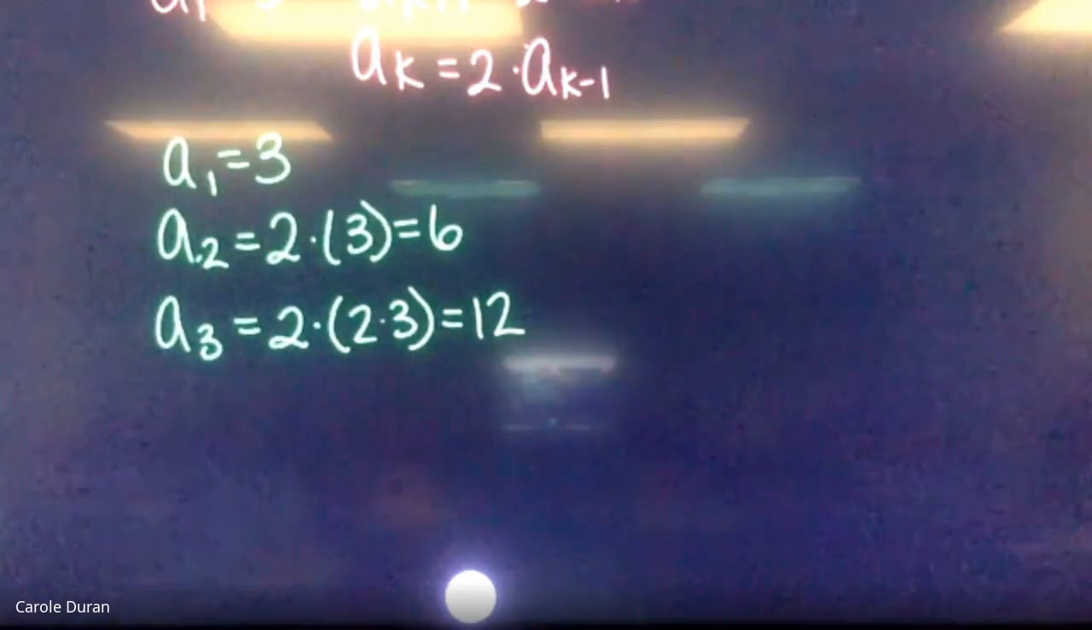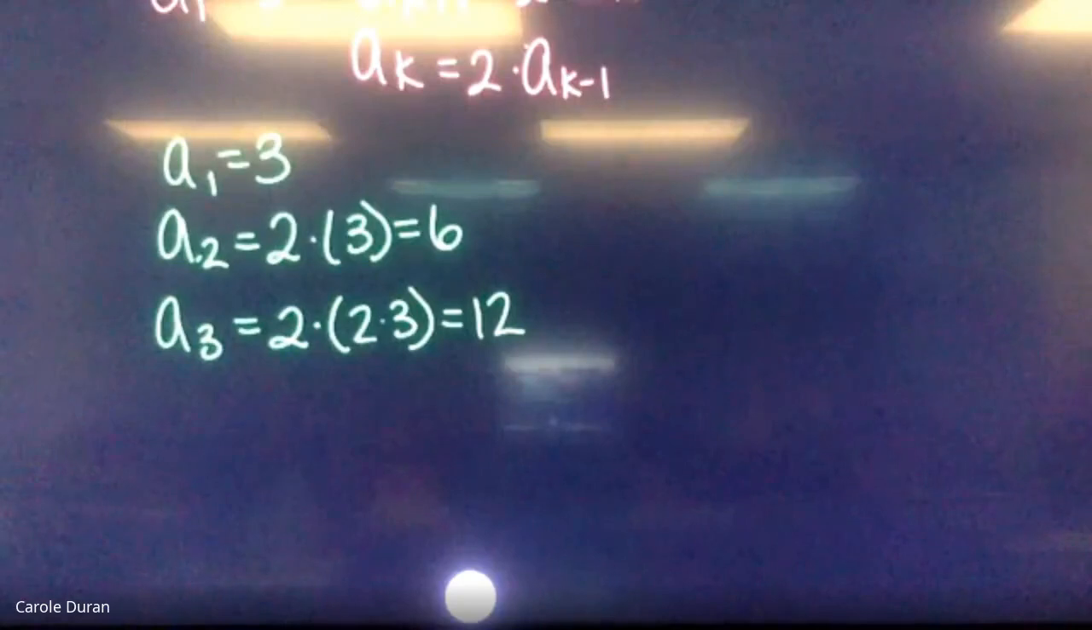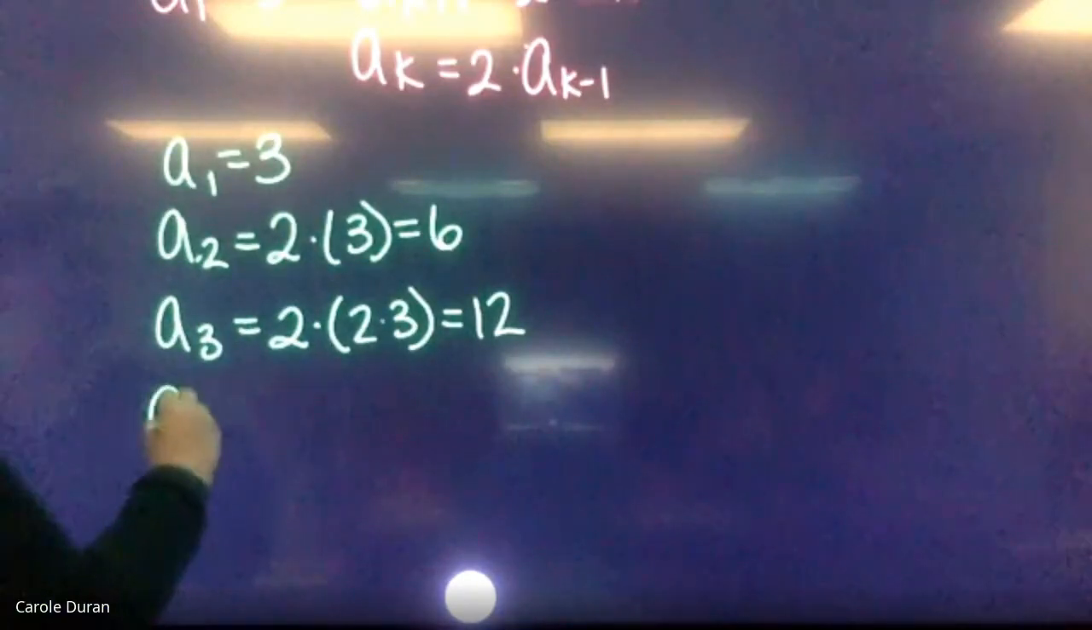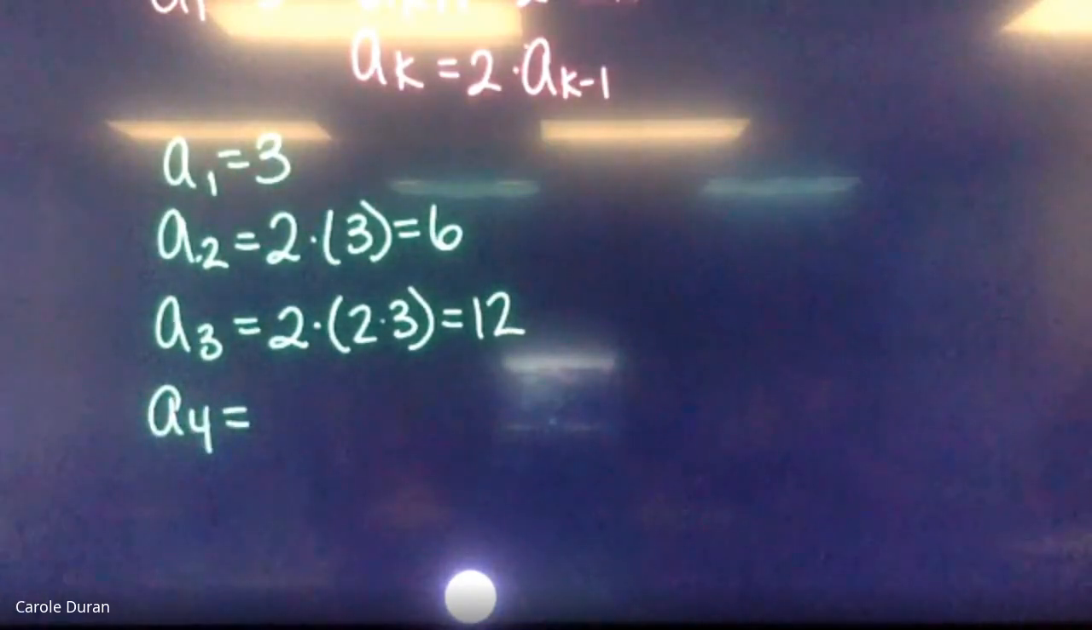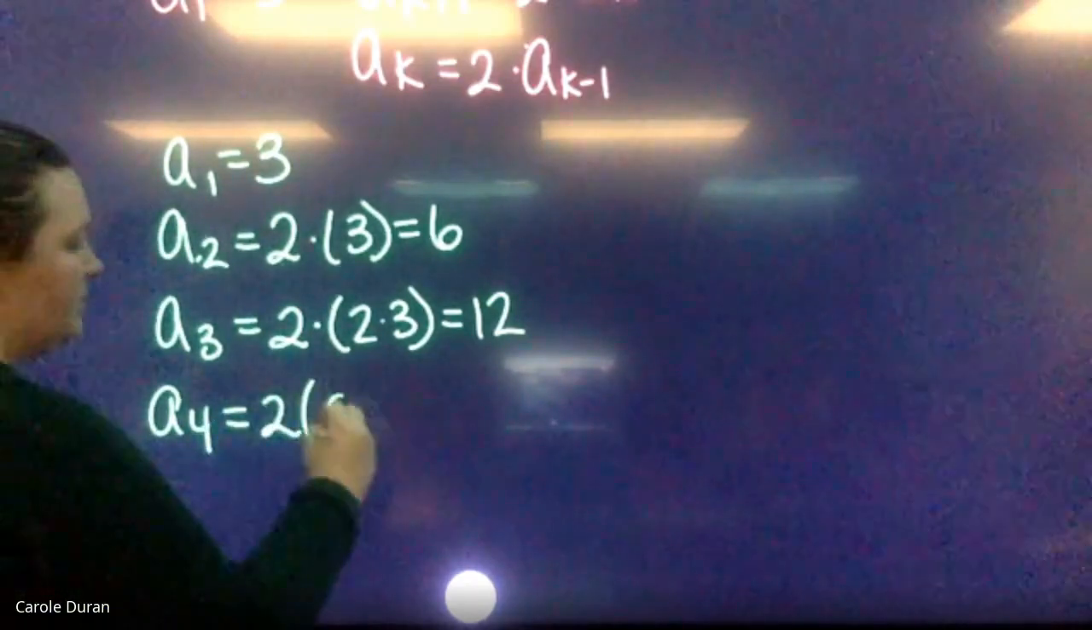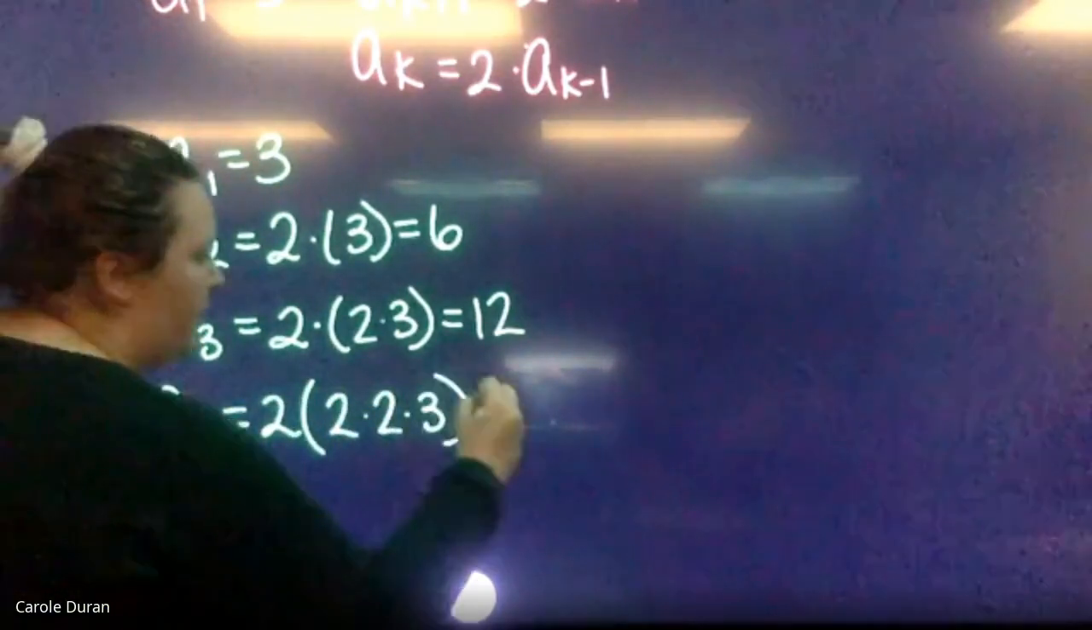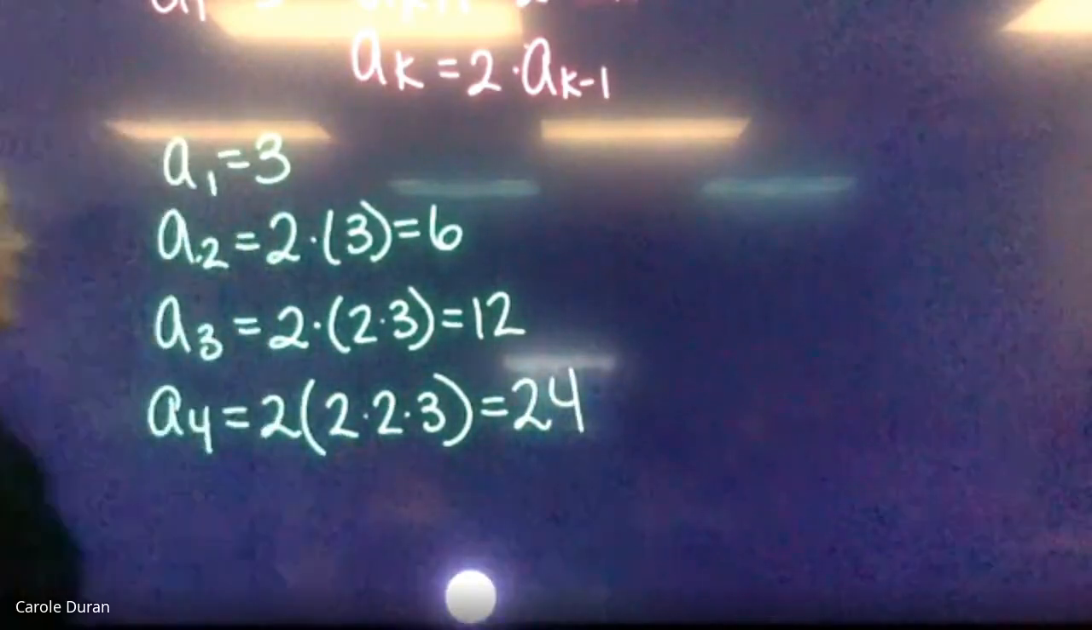Okay, so that was term 3. How do I find term number 4 then? It's 2 times 6, or 2 times what I multiplied together in the previous step to get my answer.